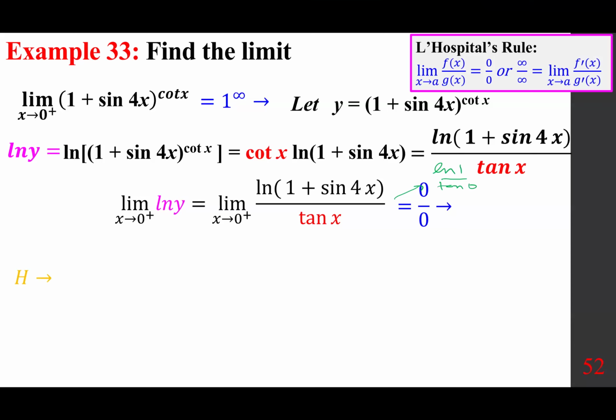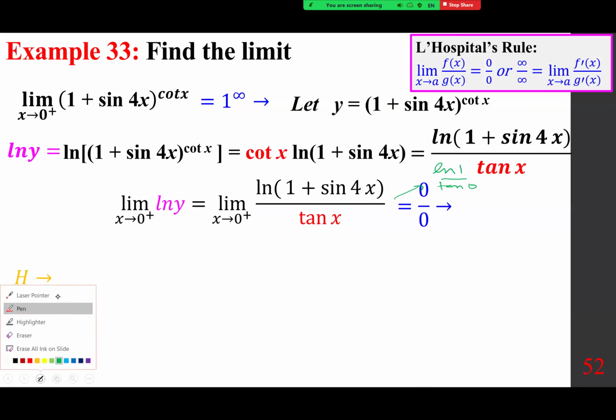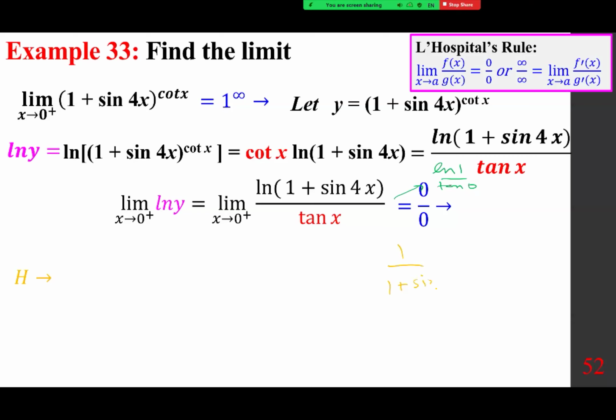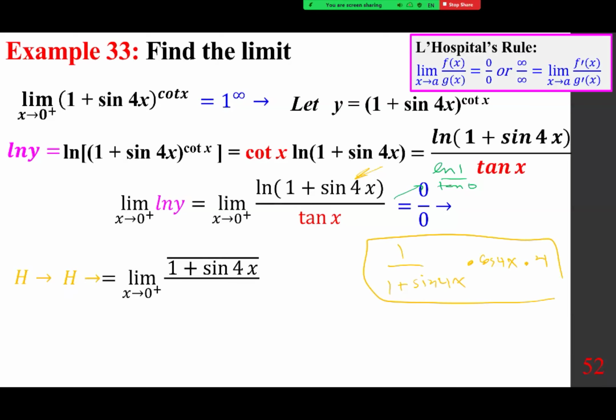So we are going to use L'Hopital's rule, everybody. That means I'm going to differentiate the top and differentiate the bottom. To differentiate the top, since it's a natural log, flip this over. Let me just do it on the side and then put it there. 1 over 1 plus sine of 4x times the derivative of the inside: sine gives me cosine, and 4x gives me 4. So this would be the numerator, and the denominator is secant squared.